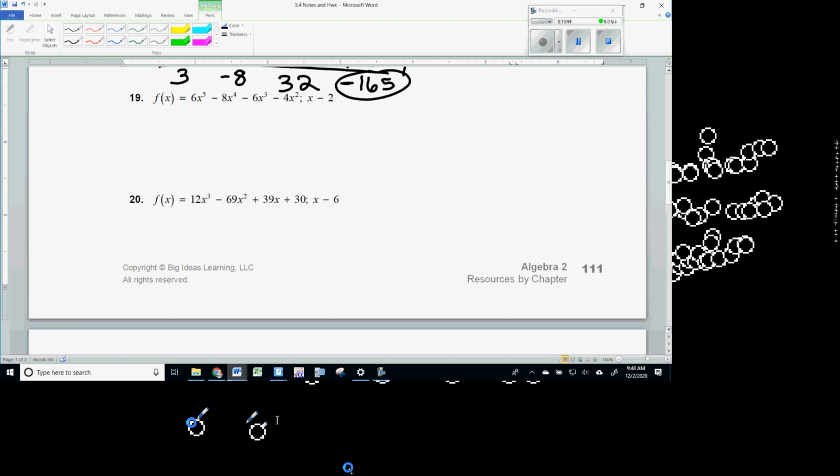Probably not 19. 19 is actually harder. I'll go back over and explain why 19 is a little harder. So we're dropping all the way down. Try number 20. Okay. Think, what number goes in the box? What are your coefficients? What number went in the box? 6.